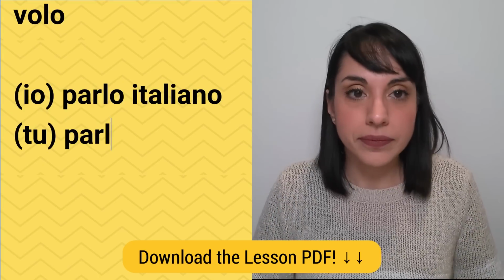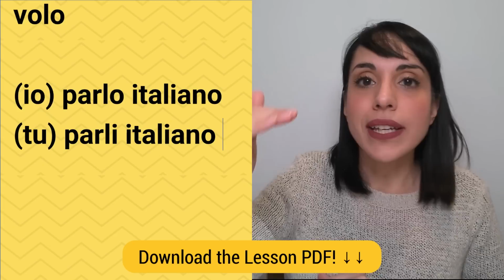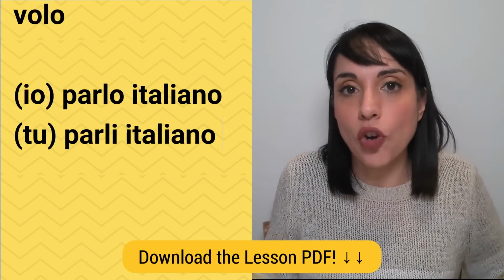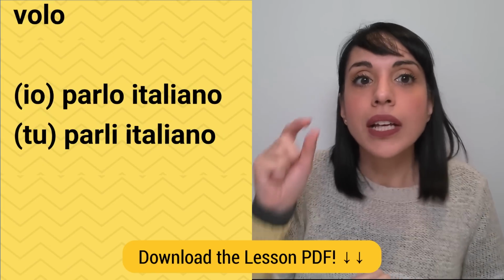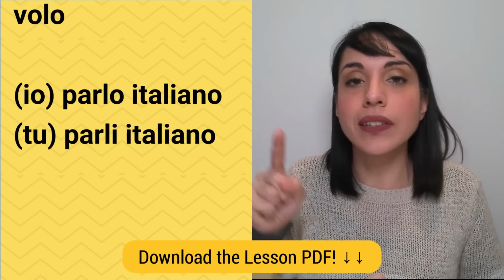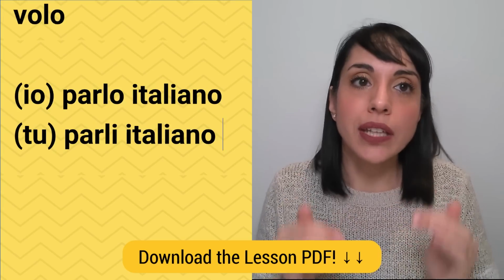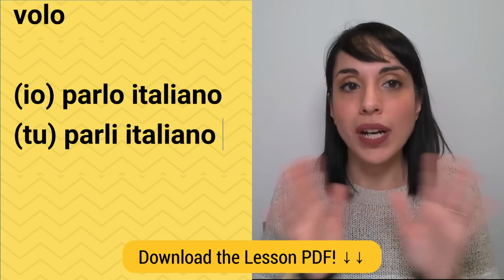Tu parli italiano. So the ending change, that's the basic of conjugating verbs in Italian. The ending change, and that ending is giving you the information of who did the action, who the subject is. So remember, you can drop the subject pronoun in Italian.